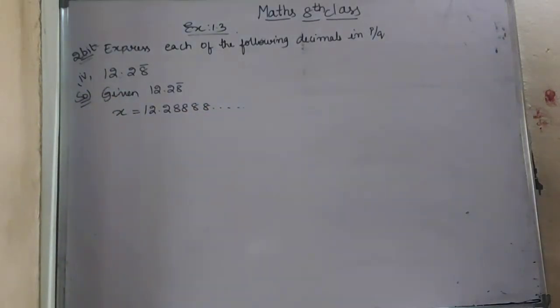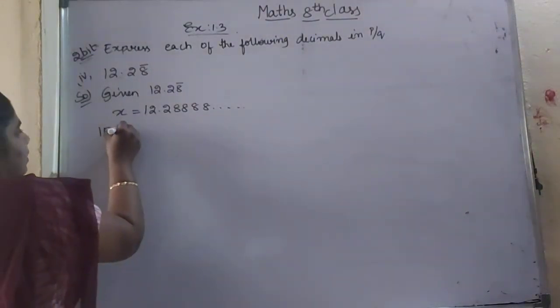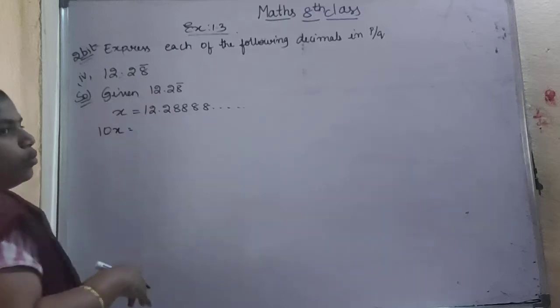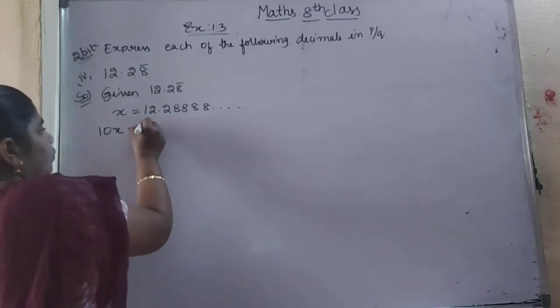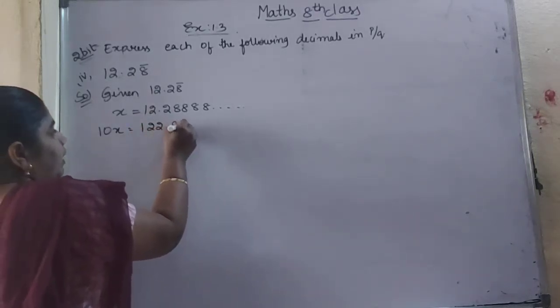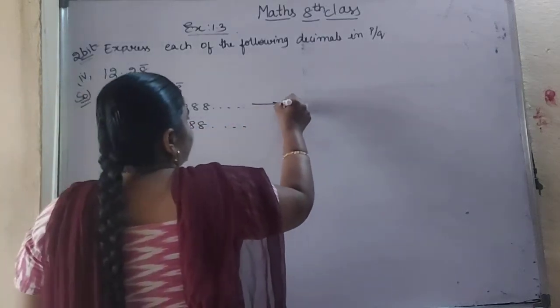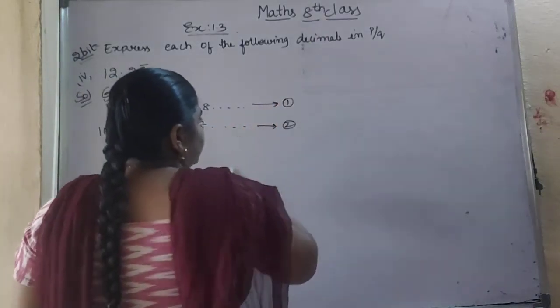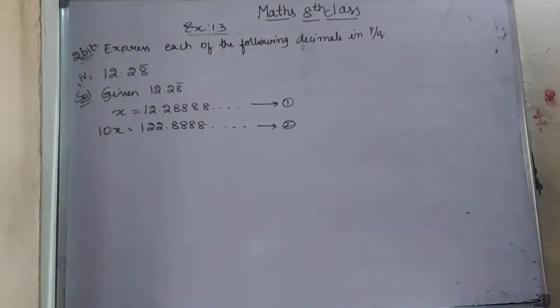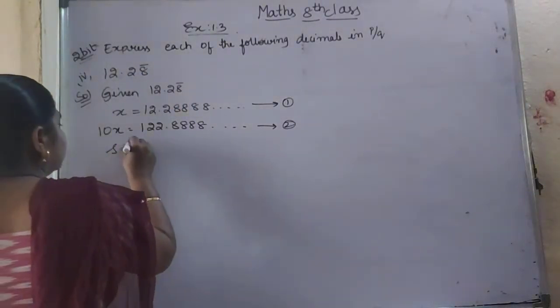Okay. Now the bar is only for one number. So we will take it as 10x. And the point should be moved only after one digit. So that will be 122.8, 8, 8, 8 and so on. So this will be equation 1. This will be equation 2. Okay. Now you subtract this.